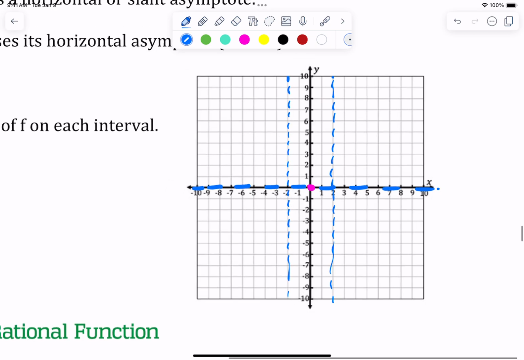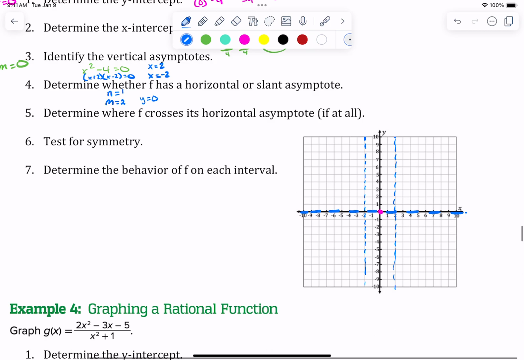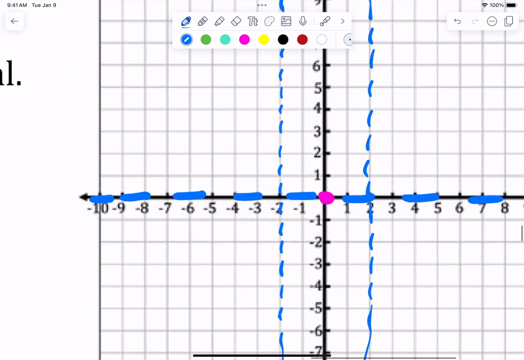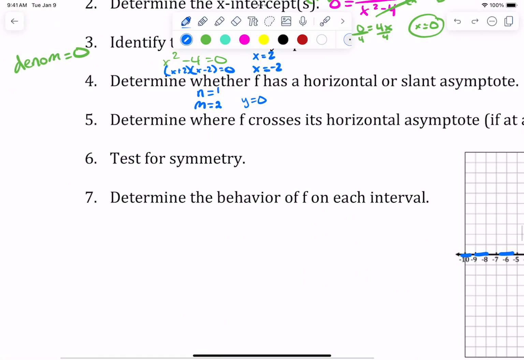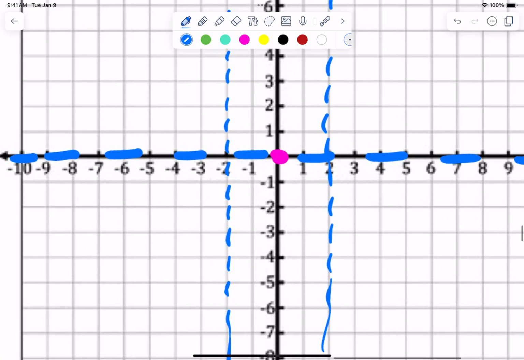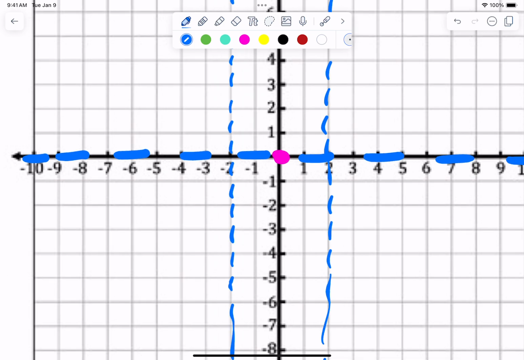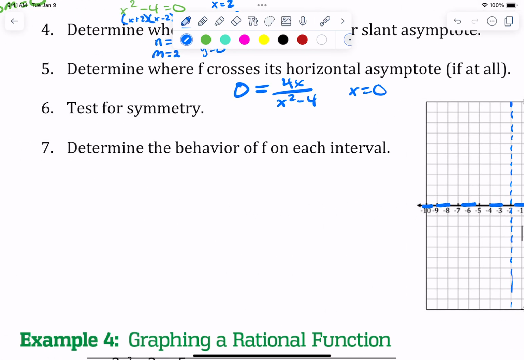How is it crossing? Because he's not supposed to go below it. Isn't this guy touching? Okay. Yeah, he's already touching. So yeah, there you go. All right, determine where F crosses its horizontal asymptote. The horizontal asymptote was 0, and we've already set it equal to 0 and got x equals 0. That means he's going to touch at 0, even though it's a horizontal asymptote, right? So we have absolutely nothing to go off of.